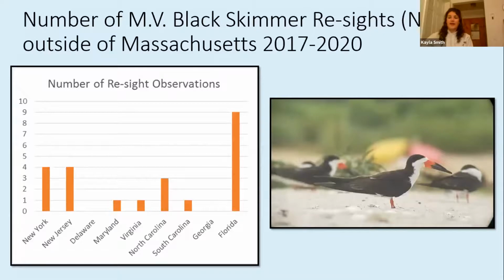So this is showing a chart of resight observations broken down by state since 2017. And Florida has the most by far, and most likely just because that's where most of our birds are overwintering. And there's also a lot of dedicated birders out there looking for banded birds. But there's a pretty good number that have been seen in New York and New Jersey as well.